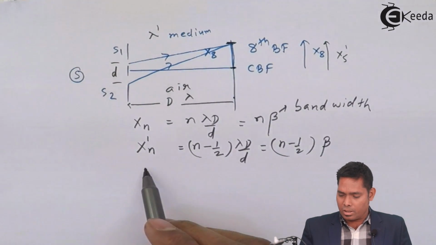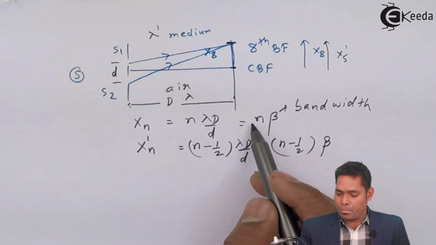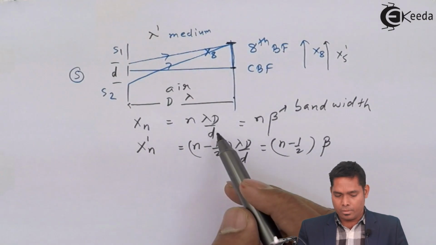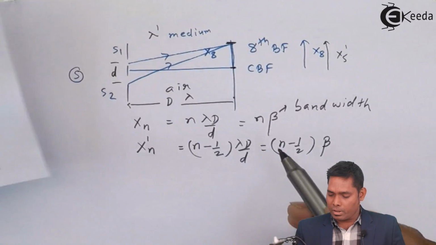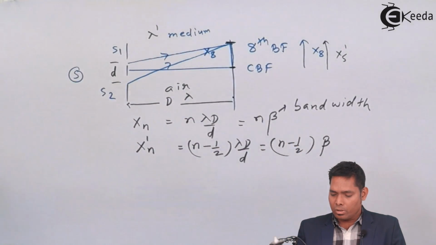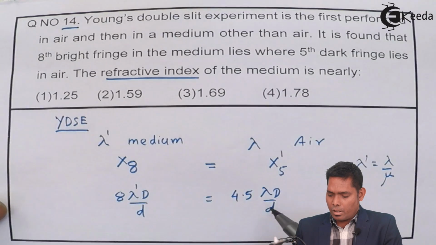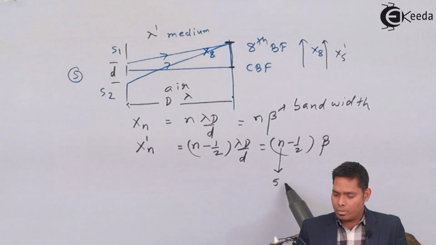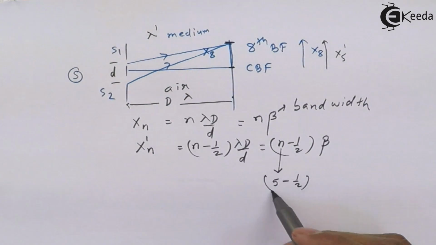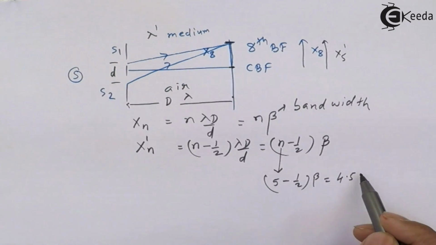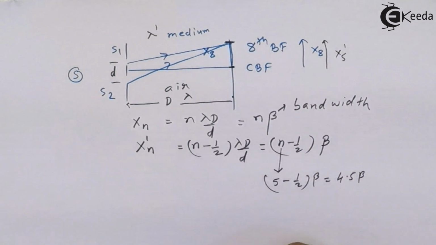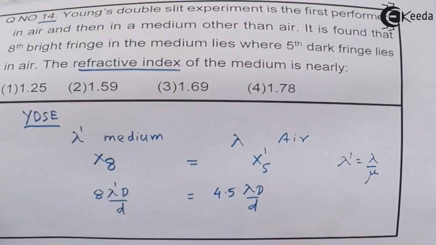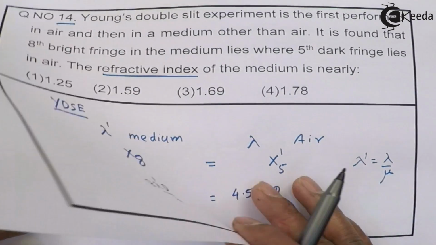Because in the question the 8th bright fringe is given, n is 8, so 8 lambda D by d, but the wavelength used here is lambda dash. Why is it like this? Because for the dark fringe it is given 5, so 5 minus half times beta, that is 4.5 beta, and beta is lambda D by d, so 4.5 lambda D by d. So therefore I have used this. Now our aim is to solve this, so let us solve.